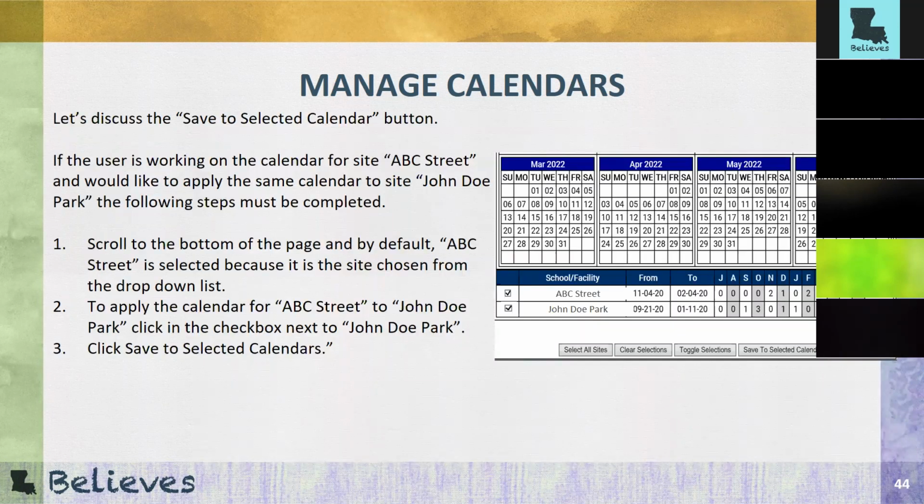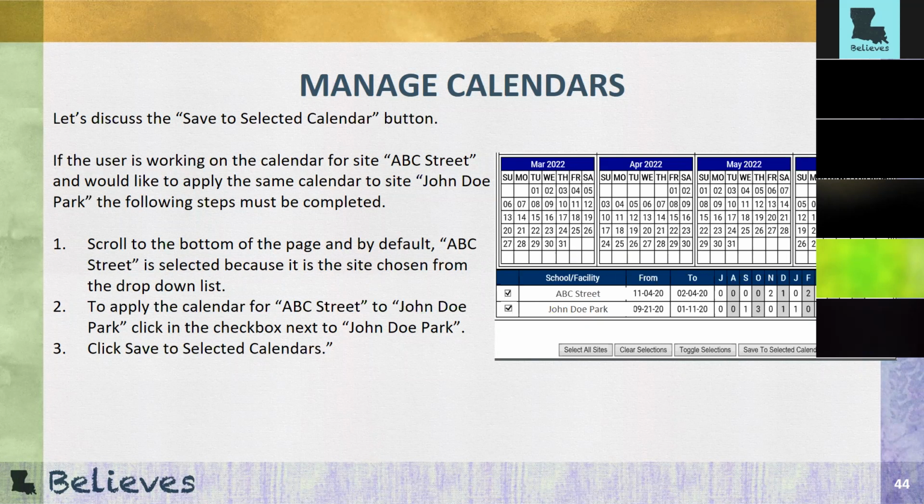So let's discuss the Save to Selected Calendars button. If the user is working on the calendar for site ABC Street and would like to apply the same calendar to site John Doe Park, the following steps must be completed.